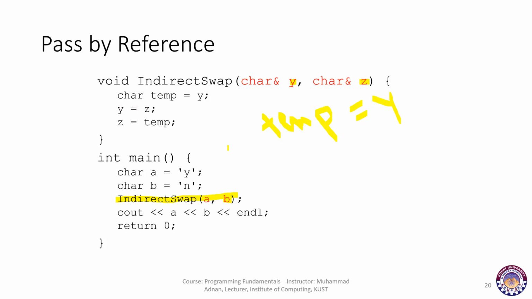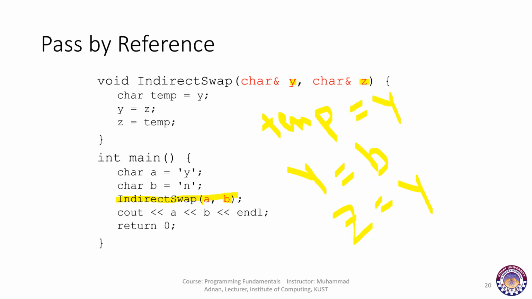Okay, and then we are assigning the value of z, which is b, to y. So y now has the value of b, and z is now assigned the value of temp. Temp holds the value of y. So now we have successfully swapped the values inside these two variables by using pass by reference or call by reference.